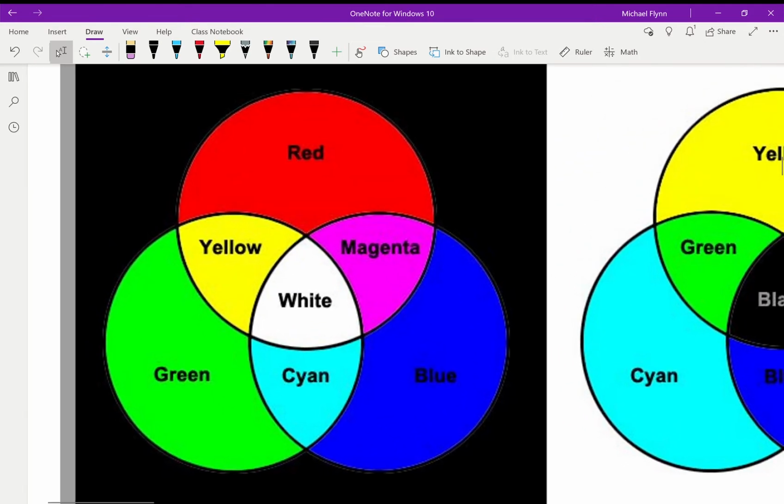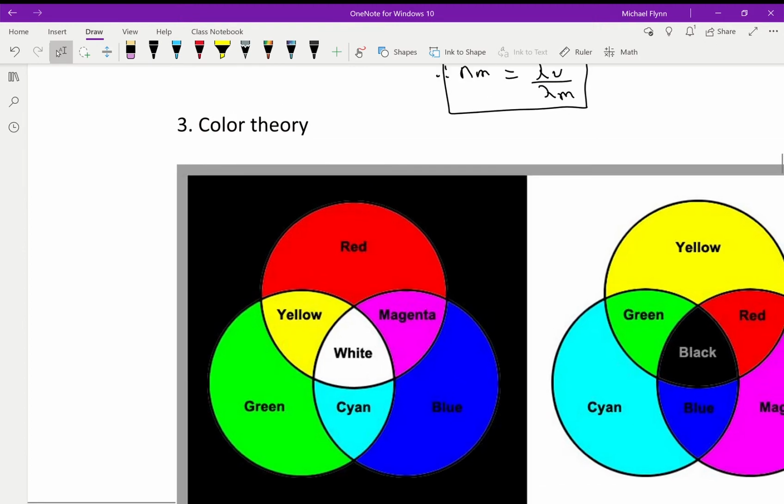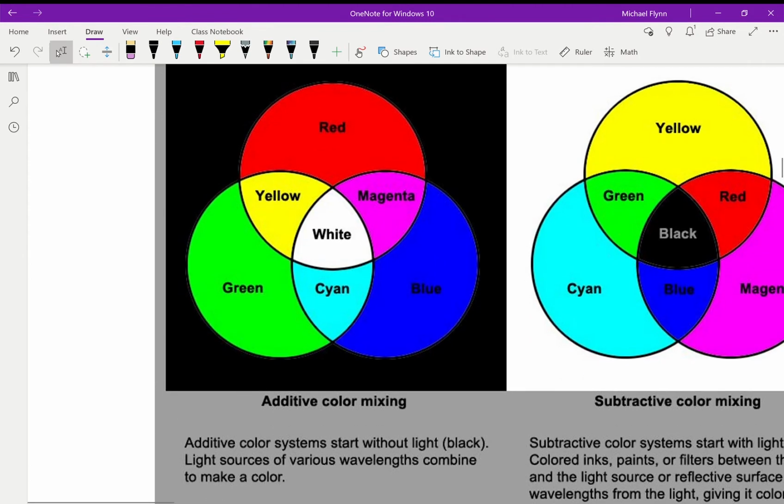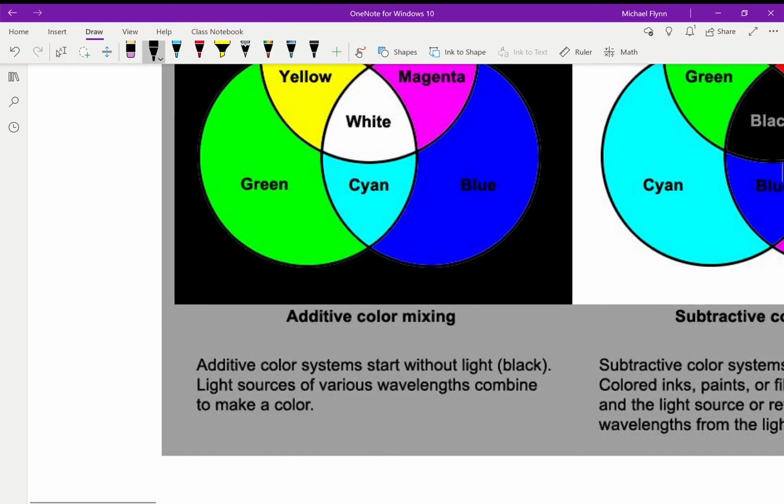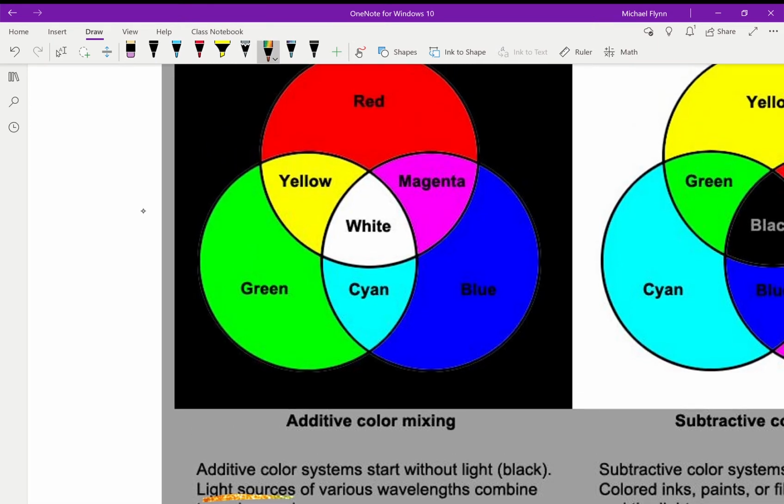So look, if you have light sources, we call this additive color theory, additive color mixing. I'm going to underline the important words: light sources. In other words, this is a green light. This is a blue light, and this is a red light. And we shine these three lights so that they're overlapping the way you see here, okay?